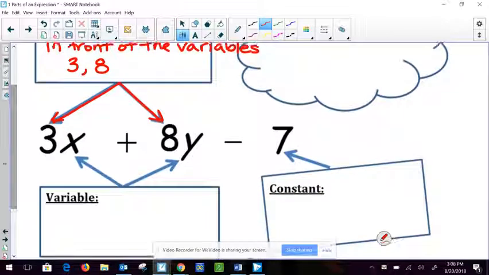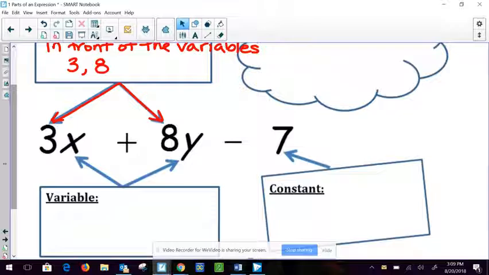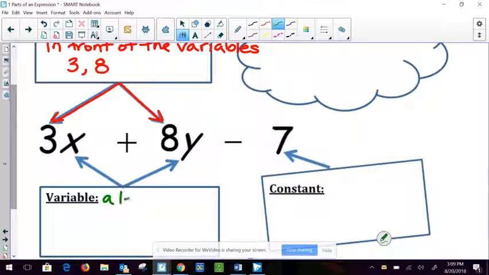Next up are the variables. It's great that we're talking about them, but it would probably be good to also define them. So by variables, what we mean is a letter that represents a number.